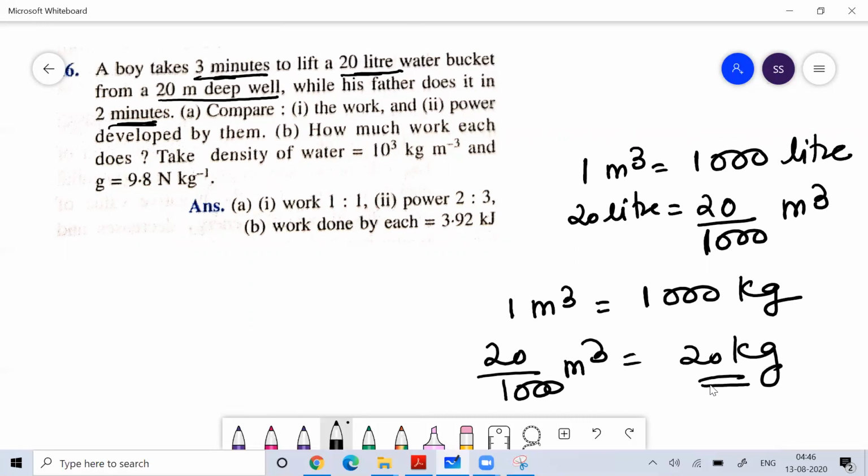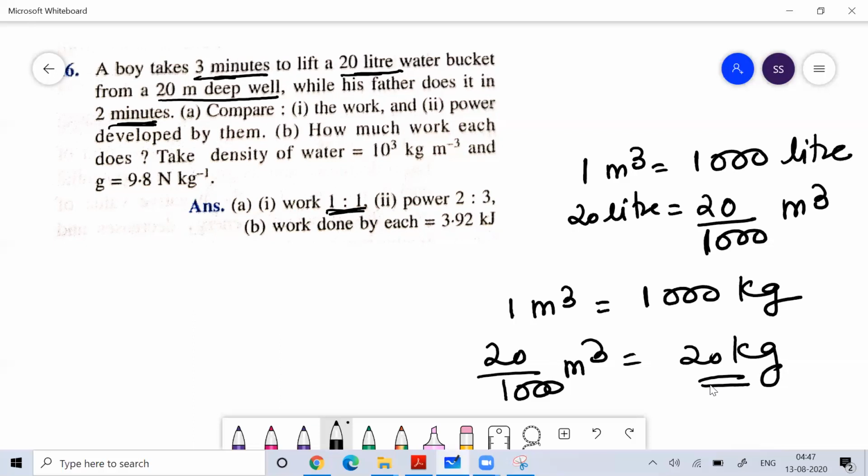Okay. So a boy takes 3 minutes to lift a 20-liter water bucket from a 20-meter deep well, while father does it in 2 minutes. Compare the work done. So here work done is m into g into h. Both are covering the same distance, both are lifting the same water, and the mass of water is also constant. So the work done will be 1:1.